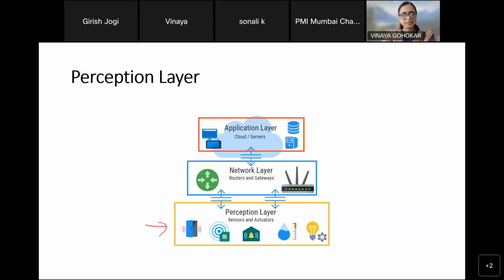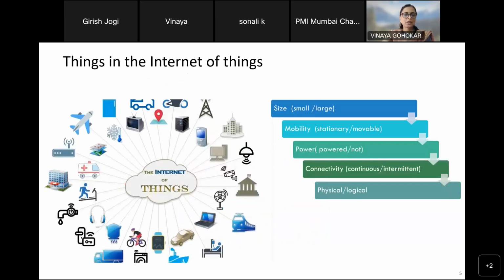The perception layer is where you have sensors, a number of sensors. Why only sensors? There are actuators, because sensing as well as control are both parts of the perception layer. You want to sense something and you want to control something. So the perception layer, then the network layer, and then the application layer.